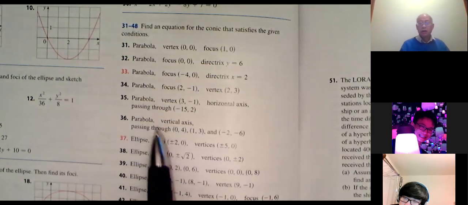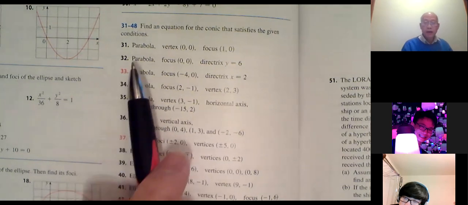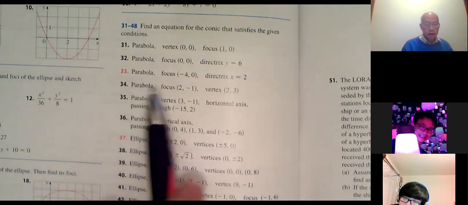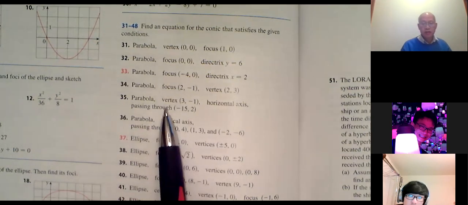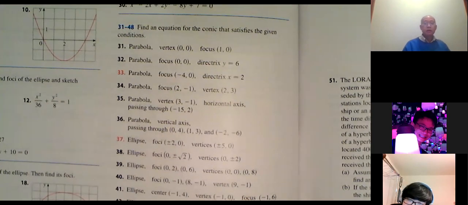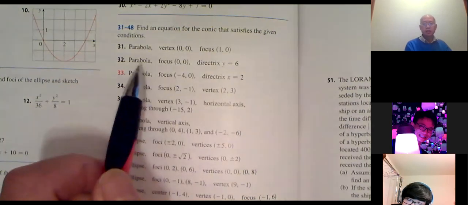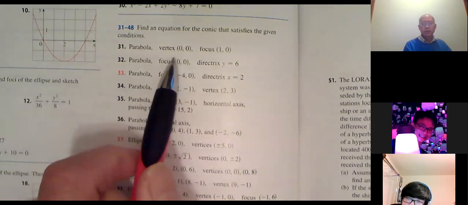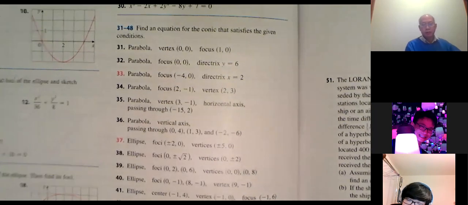All right, so 31, and let me just quickly check. We match on 31. We match on 33, and 35 does not match. But anyway, we still learned something out of it. Okay, so find the equation for the conic section that satisfies the given condition. Parabola, vertex at 0, 0, focus at 1, 0. And yeah, if it looks like I'm ending up just about doing all the problems, you're probably right.